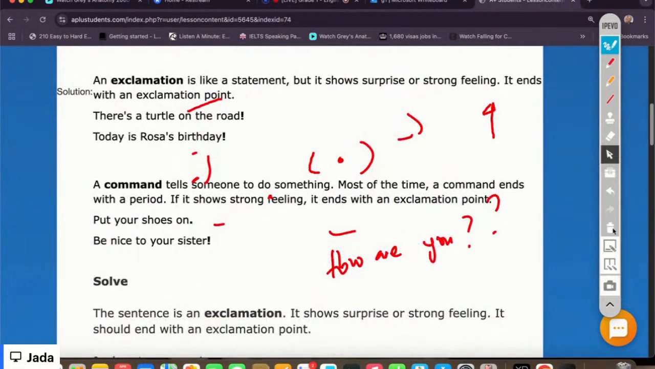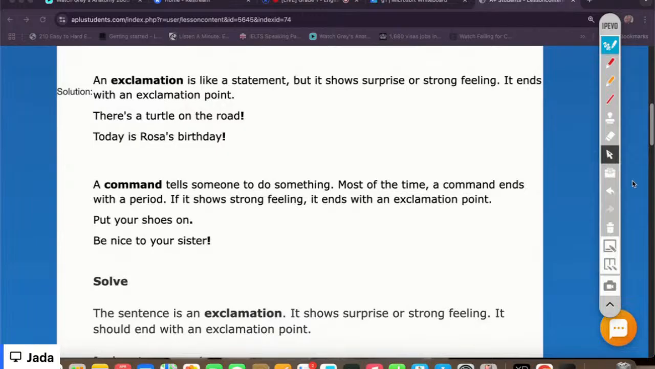Now for the exclamation. Exclamation is just like a statement. But the difference is that the exclamation shows a surprise or strong feeling and it ends with an exclamation point. This is what you have for exclamation. So once it's showing a strong feeling or surprise, and you can think of it as a statement, then you should know that that's an exclamation. It's just like saying, today is Rosa's birthday. You would show your excitement, and then you end it with an exclamation.